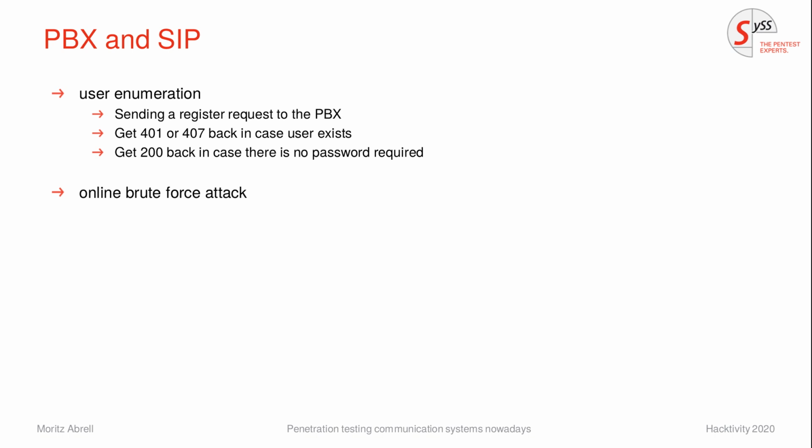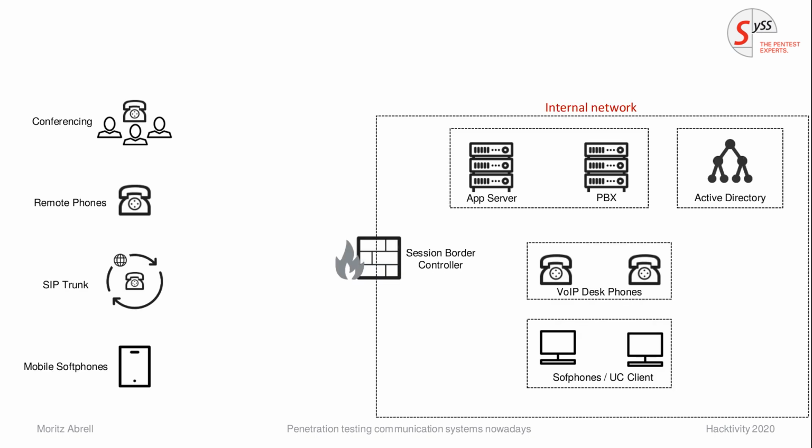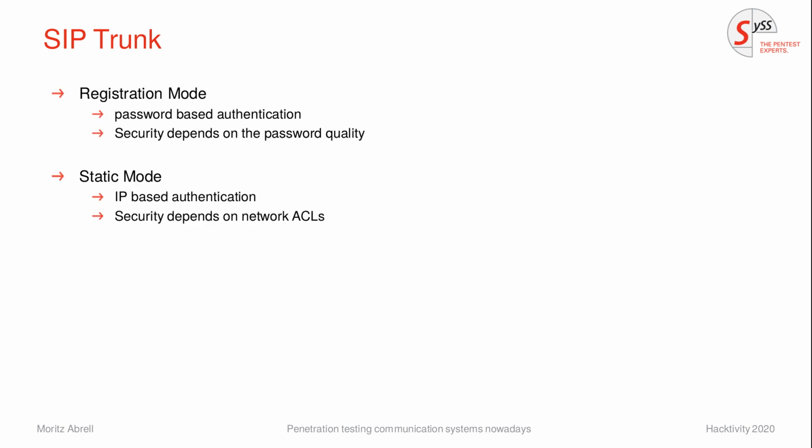So we are done with the internal network. But we also want to call external parties. So let's have a look at SIP trunking. For SIP trunking there are two modes available, the registration mode and the static mode. By the way, in the main RFC 3261 of SIP there is no talk of trunking, and yes, SIP was originally not developed to have trunks.